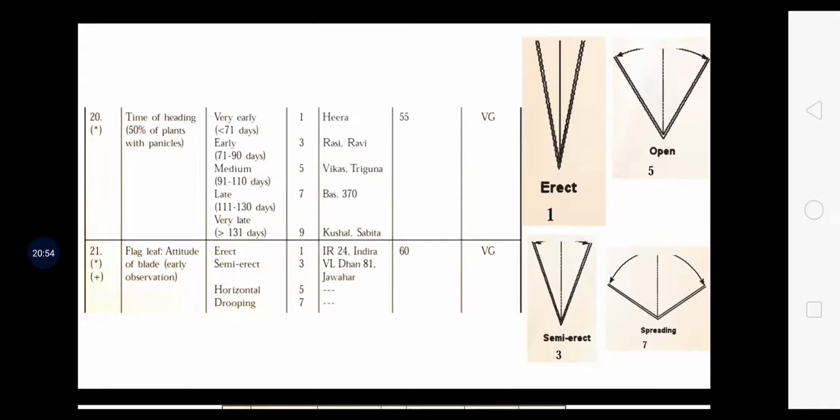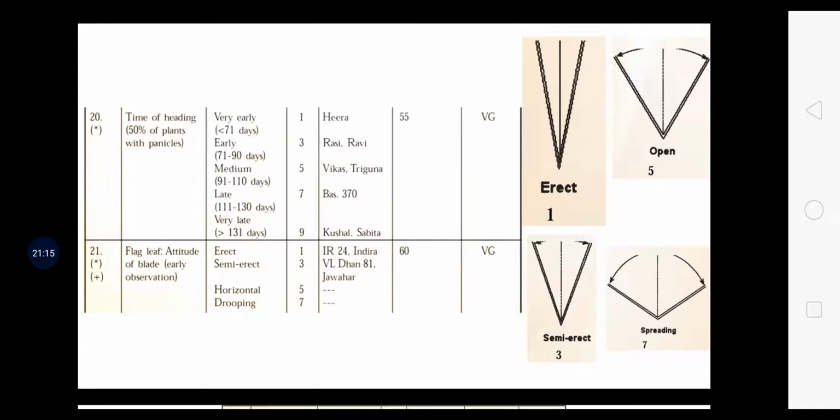Examples, these are scored as 1 3 5 7 9, and very early varieties. Example is Hira, early is Rasi Ravi, medium is Vikas Triguna, late is Basmati 370 and very late is Kushal and Sabita. 21st characteristic is flag leaf attitude of blade.